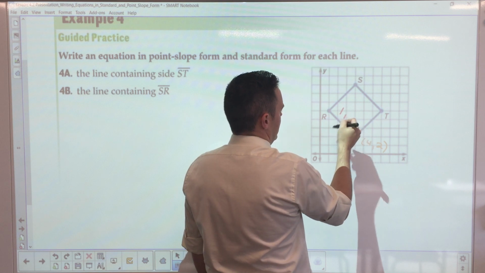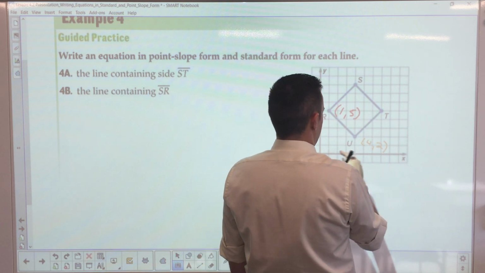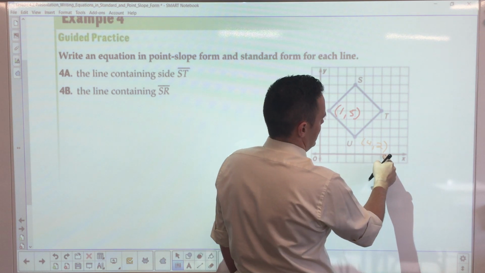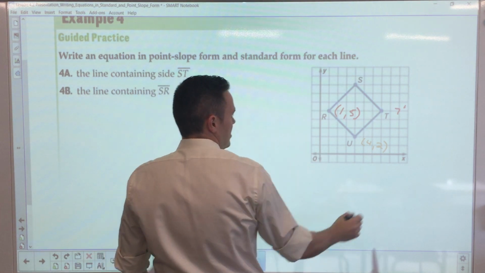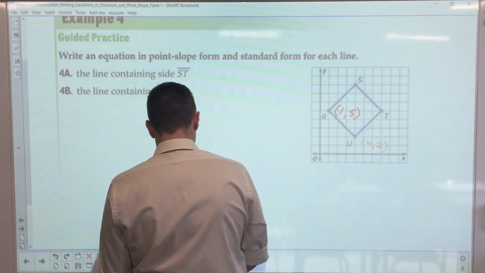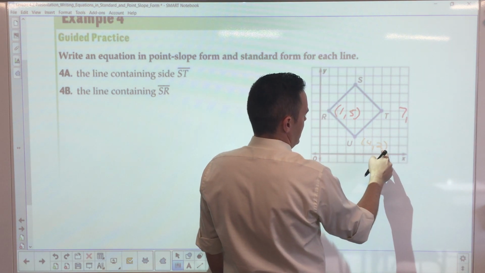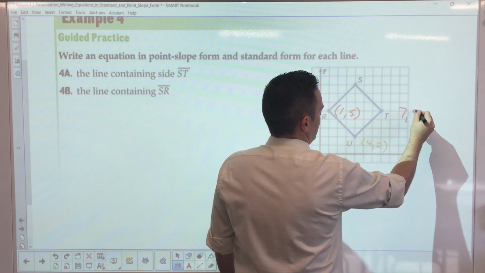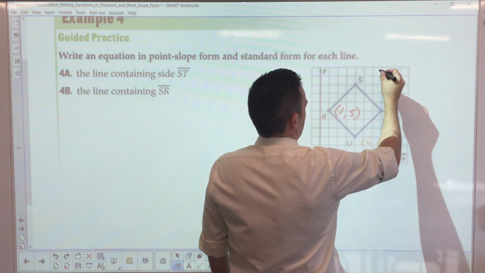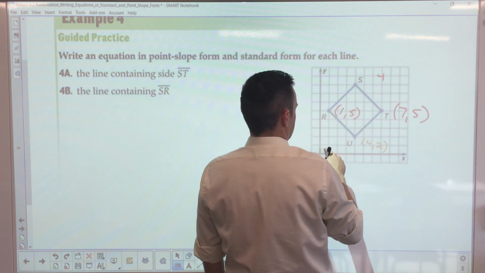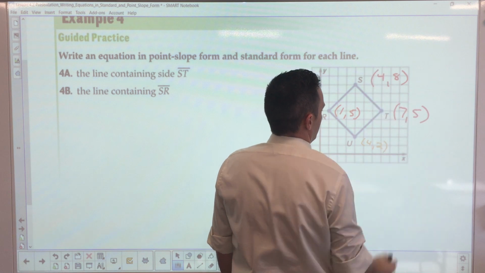So it's 1 and 1, 2, 3, 4, 5. 1, 5. This point here is 1, 2, 3, 4, 5, 6, 7. So it's 7 over, and then 1, 2, 3, 4, 5, 5 up. And this last one here, 1, 2, 3, 4, is 4 over, and then 8 up. All right, there are my points.